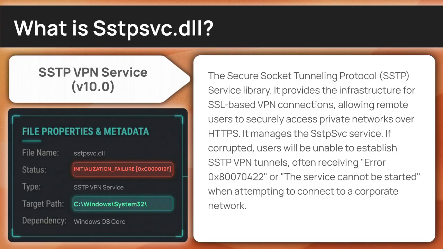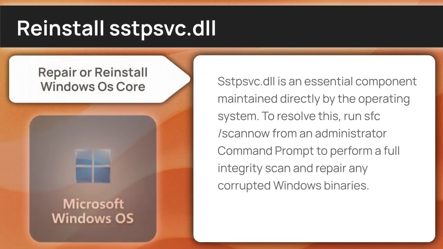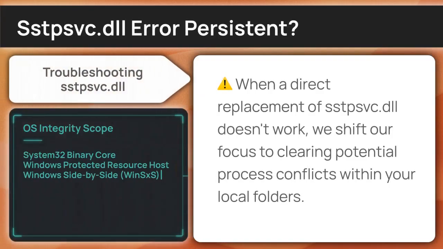Knowing the file's purpose is helpful, but now we need to physically restore it. Sstpsvc is an essential component maintained directly by the operating system. To resolve this, run sfc /scannow from an administrator command prompt to perform a full integrity scan and repair any corrupted Windows binaries. If that was unable to bridge the gap, we will move to phase 2 of our diagnostic to refresh the system's memory.